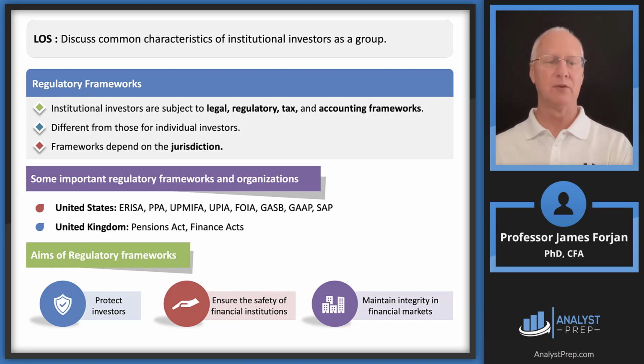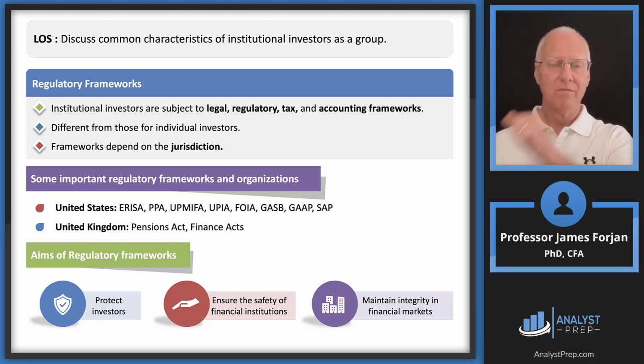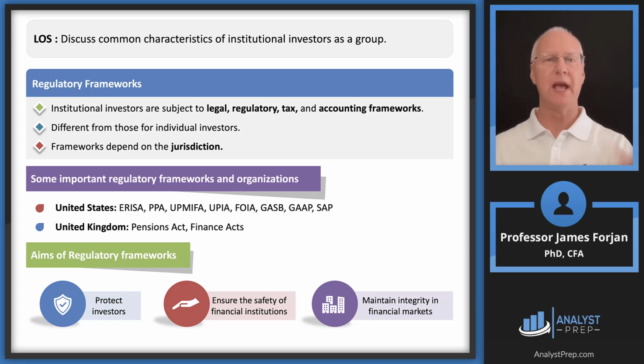But look down at the bottom. This is probably the exam question. Protect investors, ensure safety of financial institutions, and then maintain integrity. So go back to our professional standards, and that word integrity crops up all the time. And so, of course, it's applied to these institutions. And then they have this umbrella up here. And this umbrella could be just regulatory bodies, or it could be Congress and the lawmakers who are saying, you know what, unless you do this, we're going to throw you in jail.